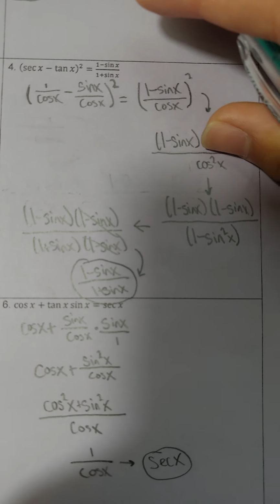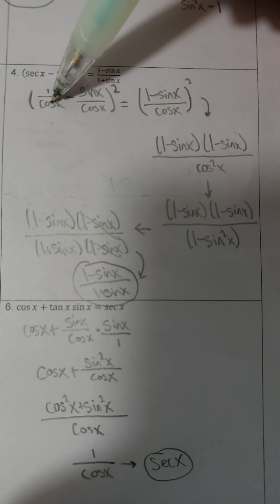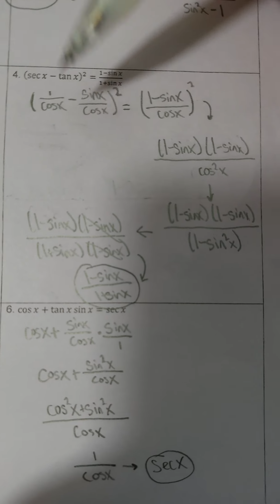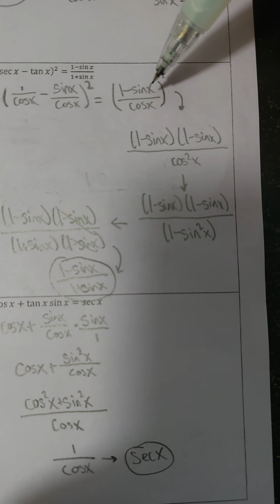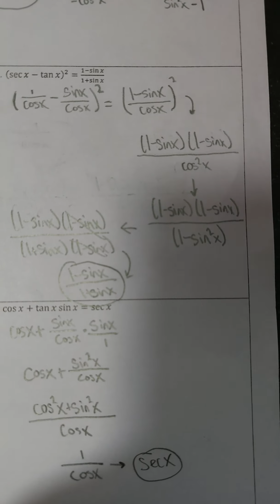And then I just decided to combine the terms, because if you see cosine x is the same in both denominators, why not just combine the terms? That'll make our life easier. So we get 1 minus sine x over cosine x, squared.